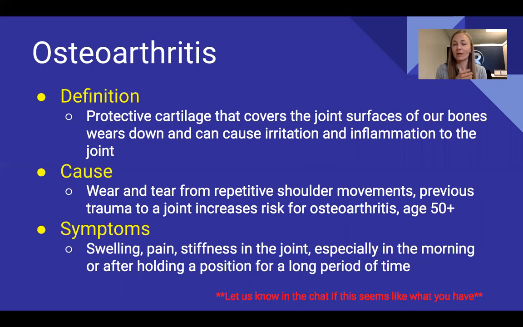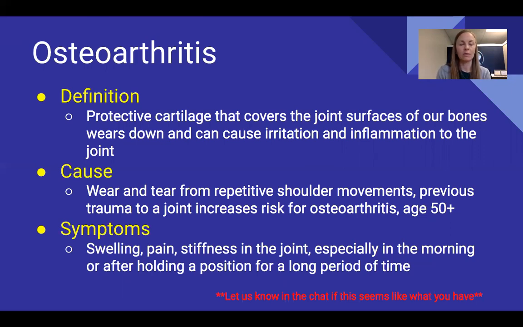Then you get more bone on bone, which is what most people will hear, which causes a lot of irritation and inflammation right in that bony joint. We typically see this more often in people 50 and older. So again, if you think you have more pain from osteoarthritis, say so in that chat.